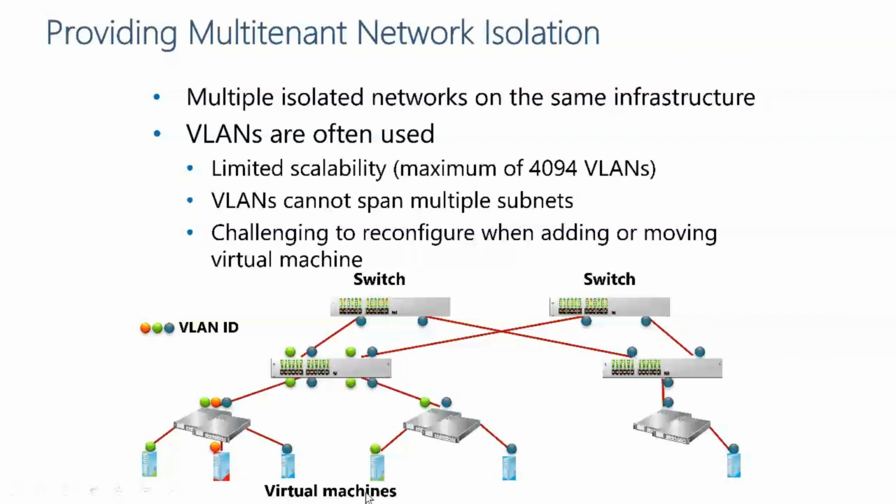So for multiple isolated networks on the same infrastructure, VLANs are often used. You can have up to 4,094 VLANs. VLANs cannot span multiple subnets. It's challenging to reconfigure when adding or moving virtual machines. Okay? So what if we add another virtual machine there? Then we have to make sure that all these ports are configured, trunking, and then what if we add another there? Okay, we add more configurations if we might have to.